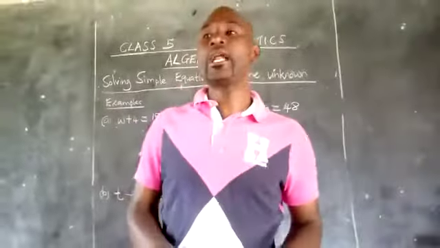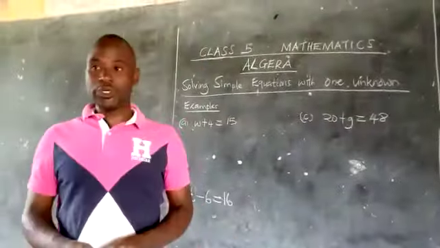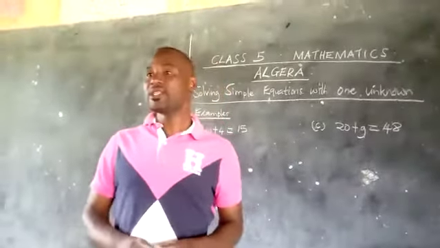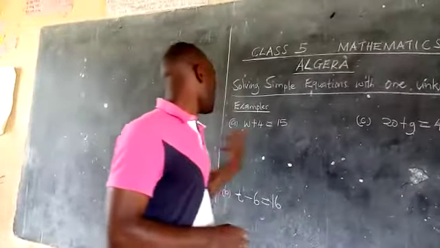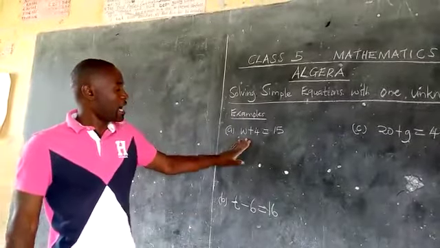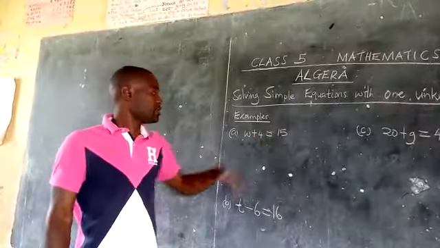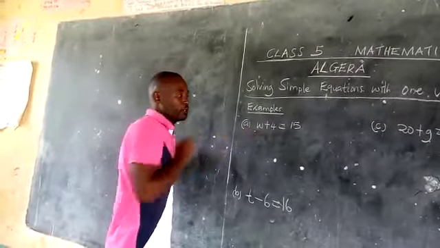Today we are going to learn about solving simple equations with one unknown. So we have our first example as W add 4 is equal to 15. So we want to get the value of W.